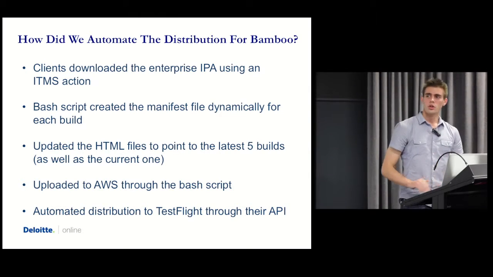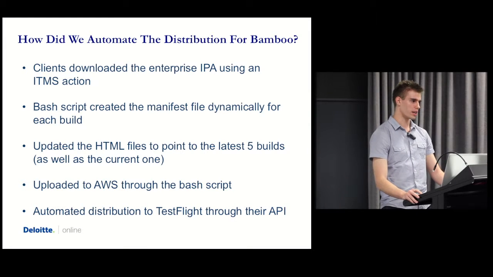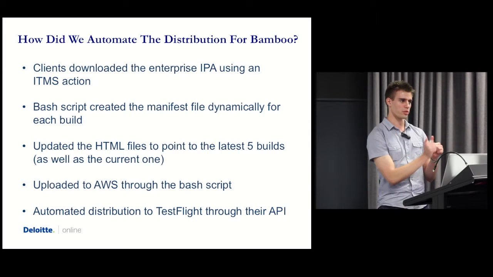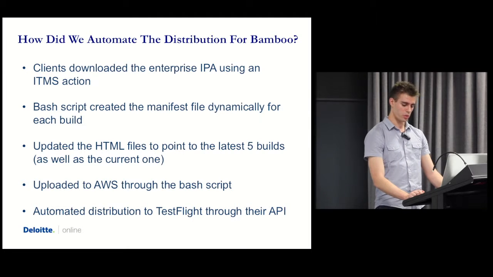So we've got the automated continuous integration. We've got the unit testing running. Now we need to get the build out to our testers. As I mentioned, with Bamboo, we used AWS as our hosting for the IPAs. They were enterprise builds, which made it really handy, so anyone can download it and run it. You needed a logon, so it wasn't like anyone could use the app. But what we needed was a method of getting these builds up onto Amazon Web Services in a format that would allow people to use it.